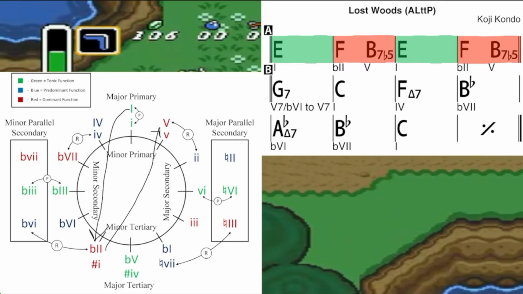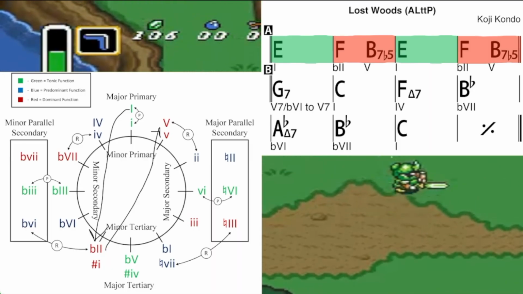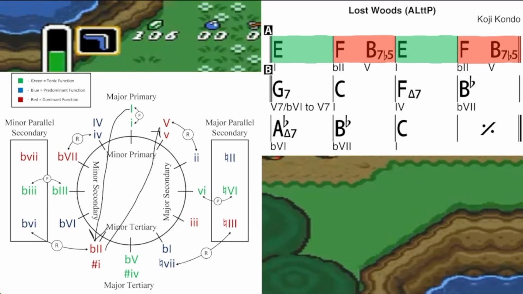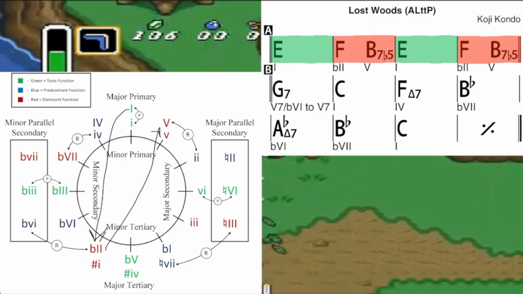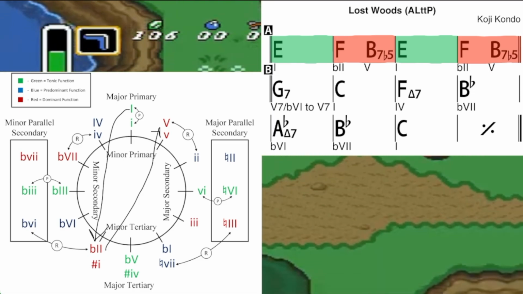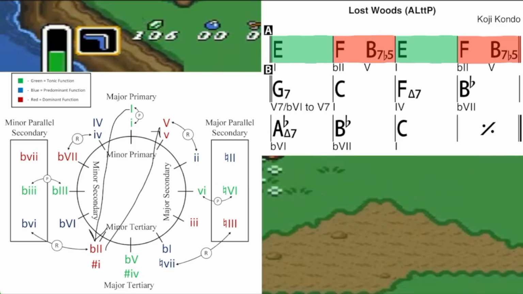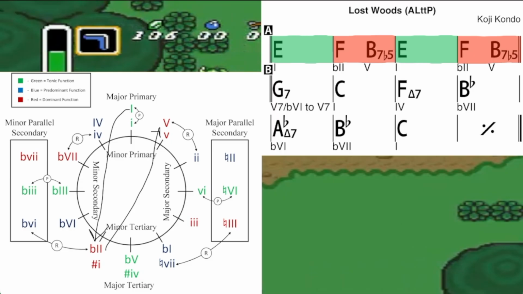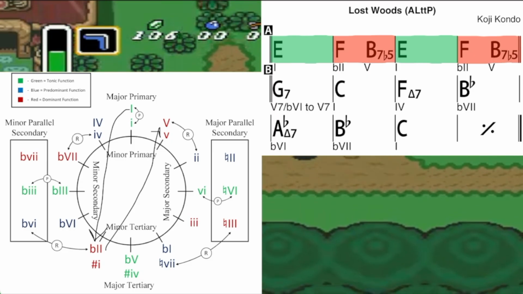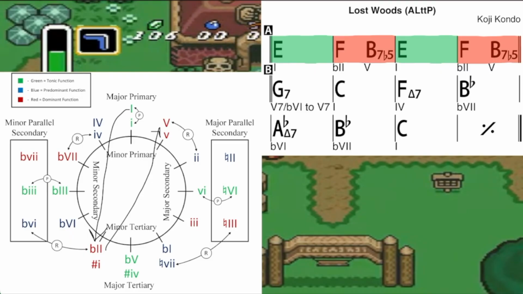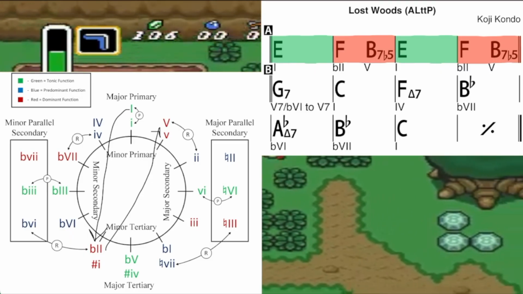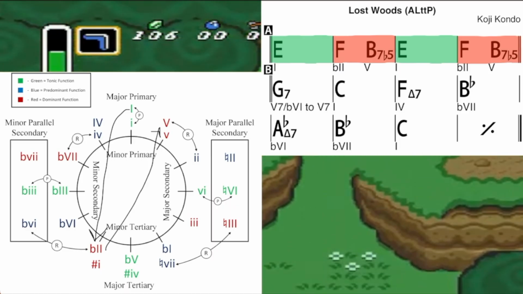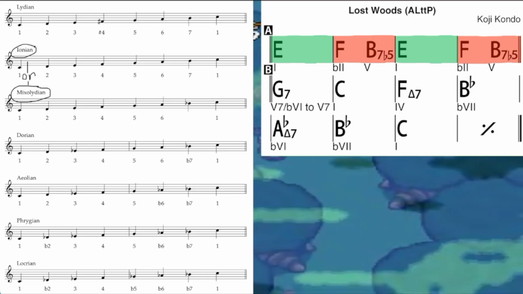So we have a progression: green, red, green, red. And our red is our tense dominant function, and our green is what it resolves to. Now this is a very similar sound to the Forest Temple from Ocarina of Time, and also the Lost Woods, because it contains a very specific harmonic device, which we'll talk about later on.